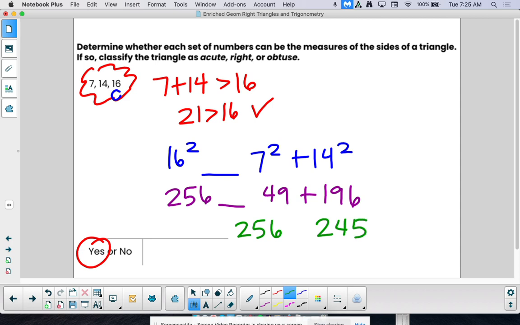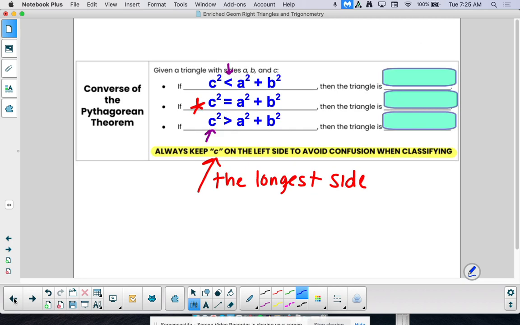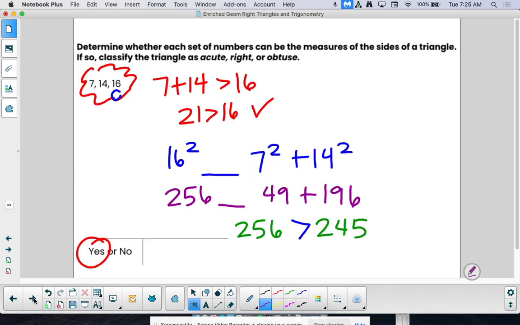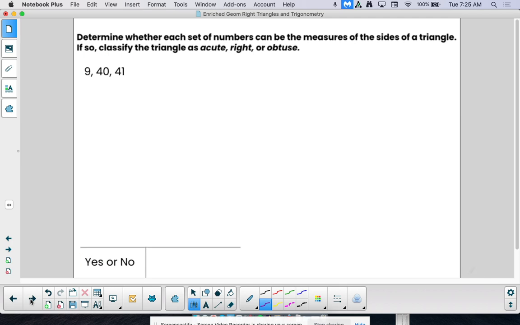And now I compare. How does 256 compare to 245? Well, it is greater than, right? Now, since I had a greater than symbol, that's telling me that it is obtuse, right? That greater than symbol there. So we would have an obtuse triangle here. Let's try the next one.